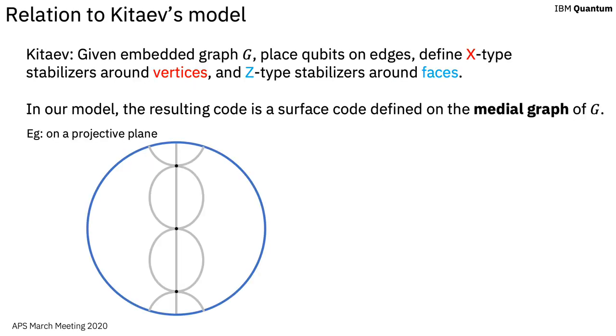All right, so some of you might be wondering, you've defined your surface code model. How does that relate to Kitaev's surface code? So in Kitaev's model, you start with an embedded graph, just as we do, but you place qubits on the edges, and you define X-type and Z-type stabilizers around vertices and faces, respectively. In our model, we would say there's a surface code defined on the medial graph of the graph that you started with. So you start with some graph here, and I'm showing this on the projective plane because, in the end, we're going to end up with Shor's code.